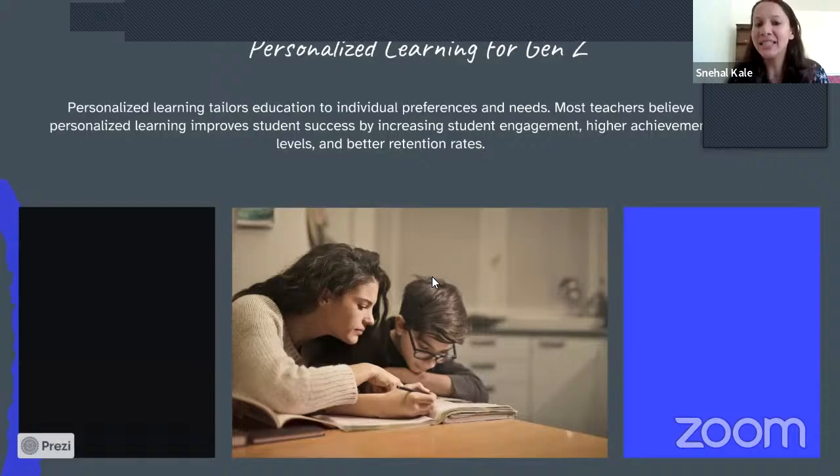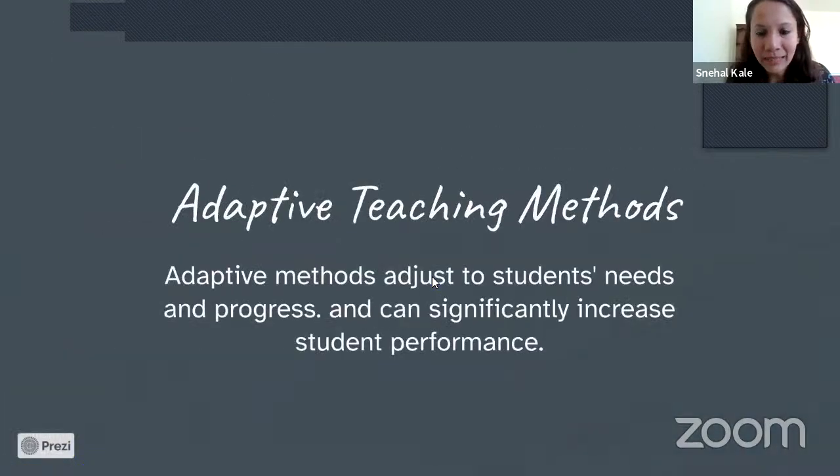Personalized learning tailors education to individual preferences and needs. Now, I do realize sometimes it can be a bit challenging for a teacher to have personalized learning for every individual. But what we've really seen is that most teachers do believe that personalized learning improves student access by increasing student engagement, and leads to higher achievement levels and better retention rates. Adaptive methods are again pretty much like personalized learning, where you adjust to the student's needs and progress, and you can significantly increase student performance.